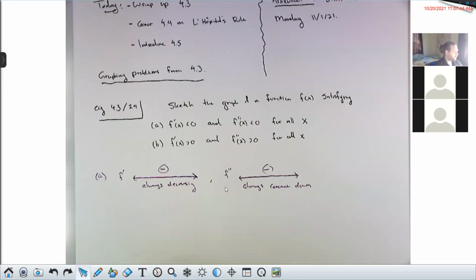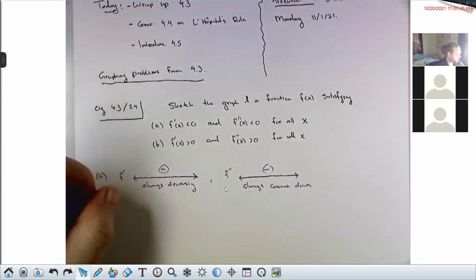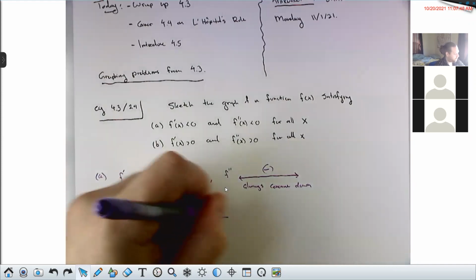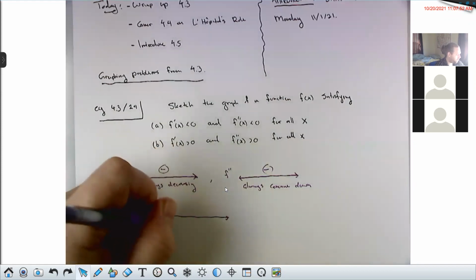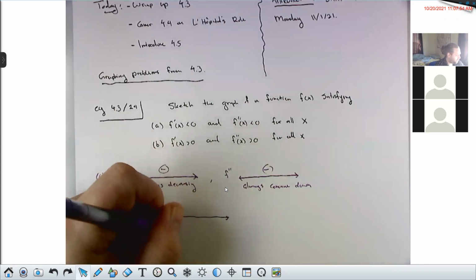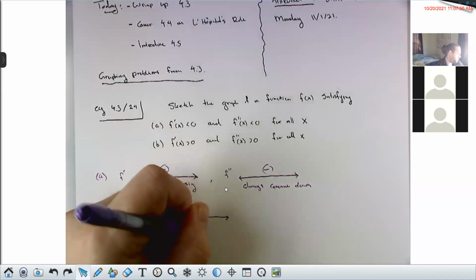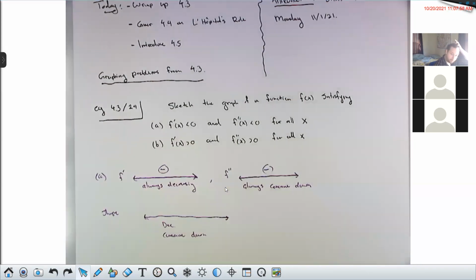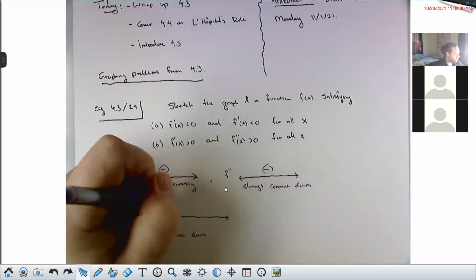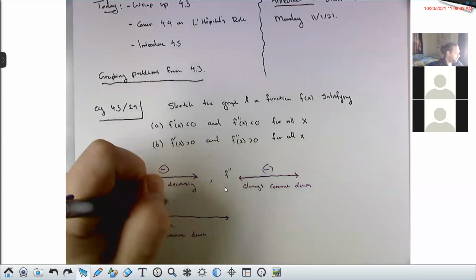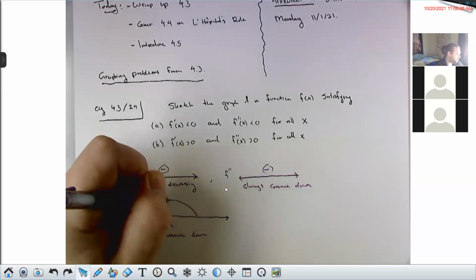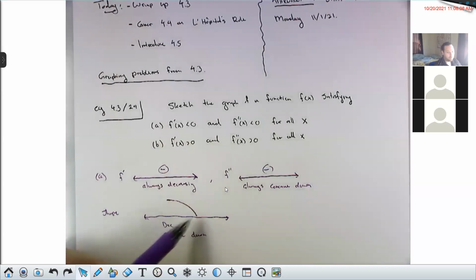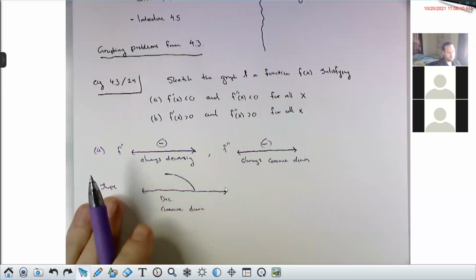So the shape over the whole real line is decreasing and concave down. So what does that look like? Well, decreasing means we're going downhill, and concave down means that the tangent lines are decreasing in their slope. So the shape is always like this.